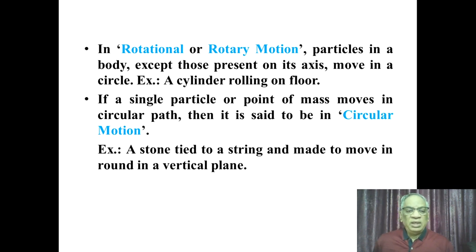If a single particle or a point of mass is moving in a circular path, then it is said to be circular motion. An example is a stone tied to a string and made to move in a circle or in a vertical plane.